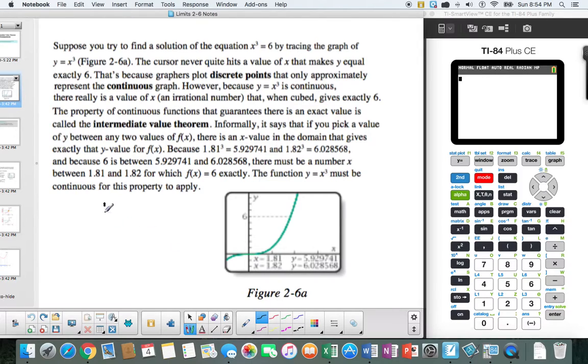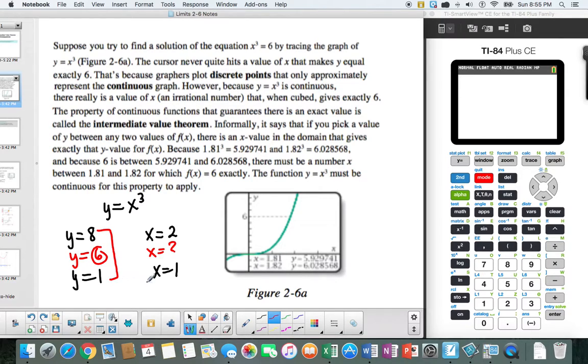We have y is equal to x cubed. We know that at x equal to 1, y is equal to 1, and at x equal to 2, y is equal to 8. And the question is, is there an x value where y will be equal to 6? 6 is between 8 and 1.